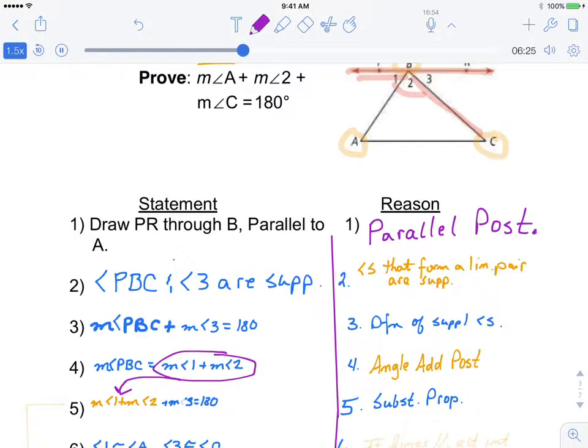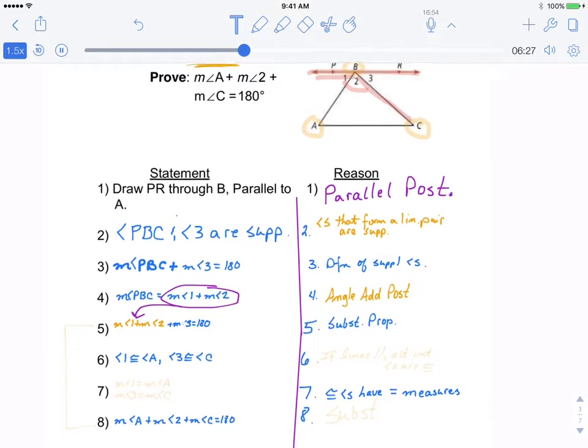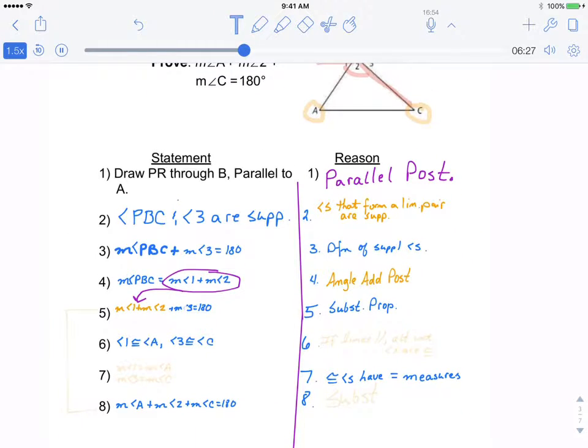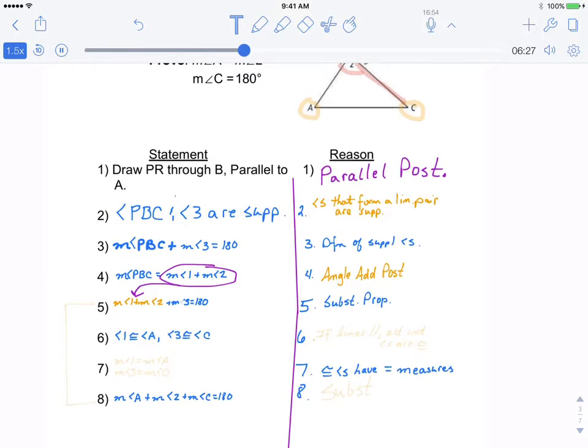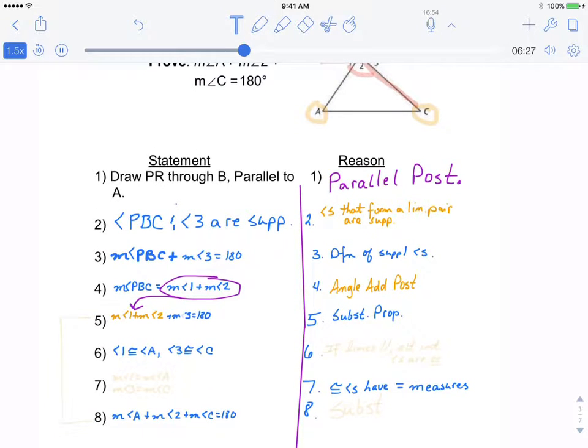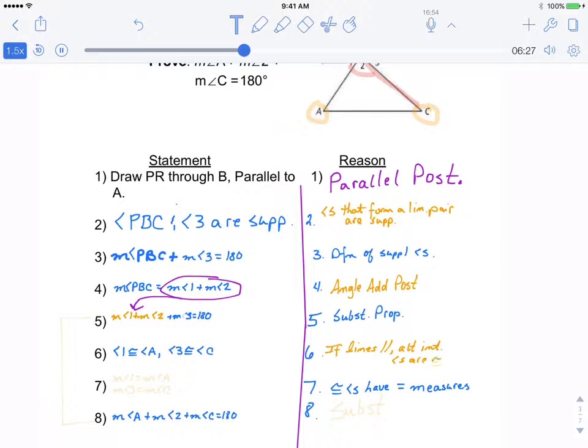Okay, so angle 1 is congruent to angle A, and angle 3 is congruent to angle C. Why is that? If lines are parallel, which they are, and I should have done this in a different color, and I will in just a moment, then what are those? Those are alternate interior angles. So alternate interior angles are congruent. Okay, and I'm going to change this color. I'm not sure if it'll change on the video, though. Let's see if it does. I want to change it to orange, so let's see if that'll work on the video.